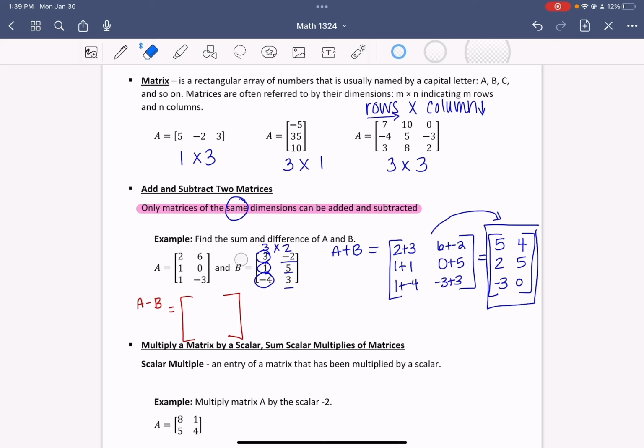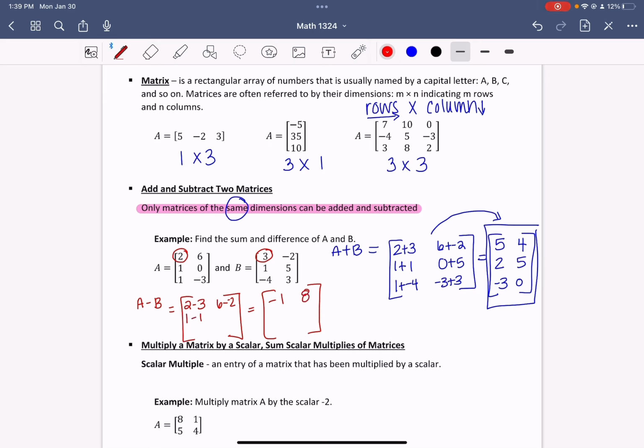So let's restart with this. And so I would say, okay, 2 minus 3. Now I am going to subtract them in the order that these letters were written. So A was first, so I'm going to write my A entry minus my B entry. So that would give me -1. And then I'm going to say 6 minus -2. Be careful with those negatives. That gives me 8.